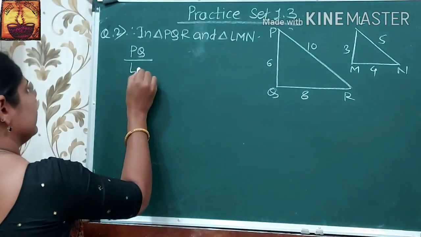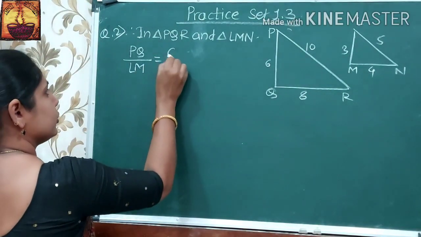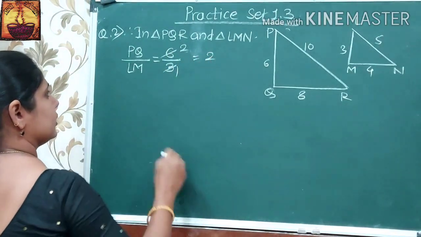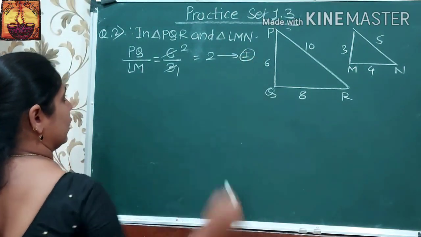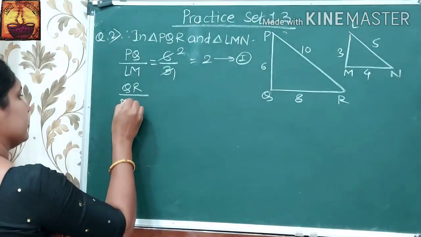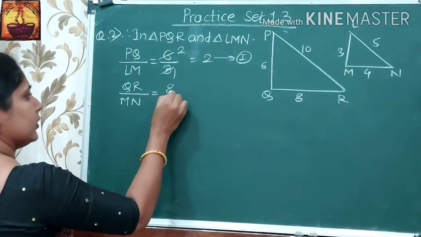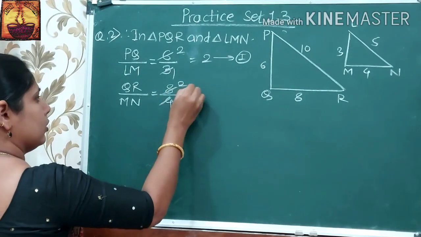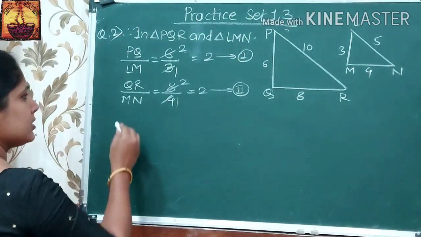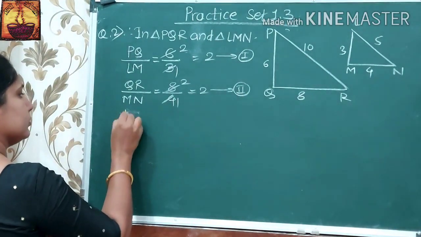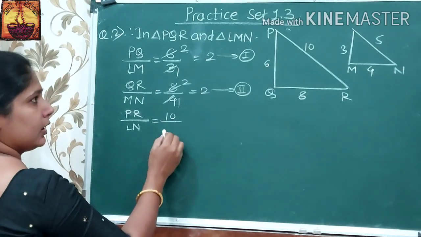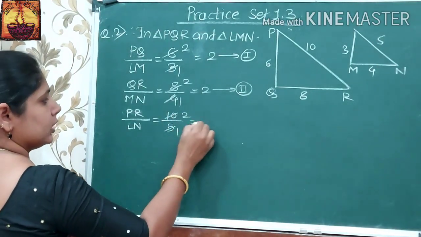Check the sides which are in proportion or not. PQ upon LM is equal to, PQ is 6, LM is 3. 3 ones are 3, 3 twos are 6. Here it is 2. Second side QR upon MN. QR is 8, MN is 4. 4 ones are 4, 4 twos are 8. It is 2. And third side PR upon LN is equal to, PR is 10 and LN is 5. 5 twos are 10.